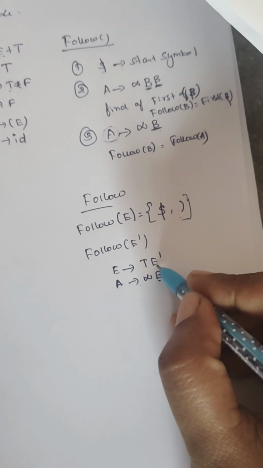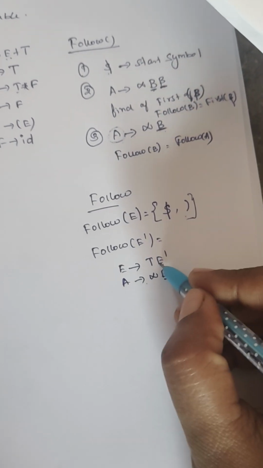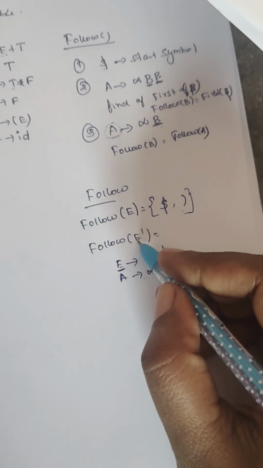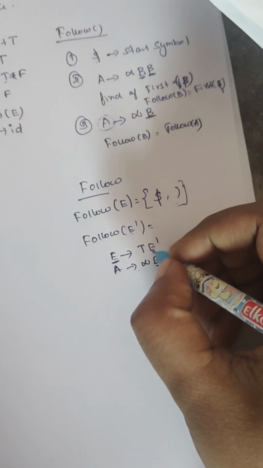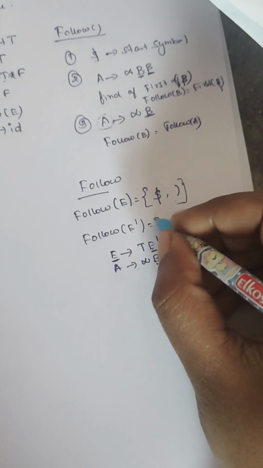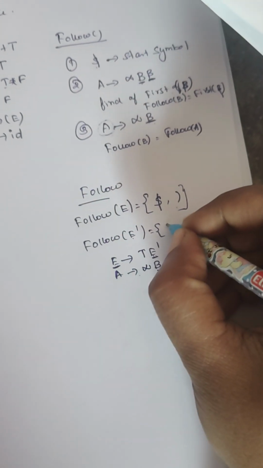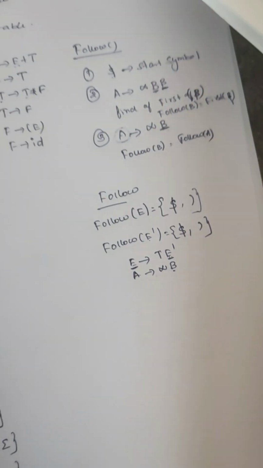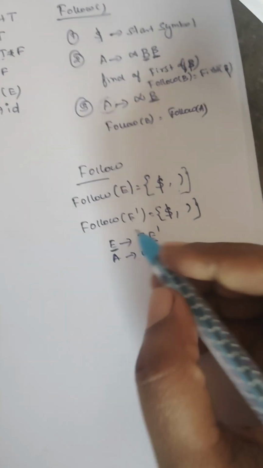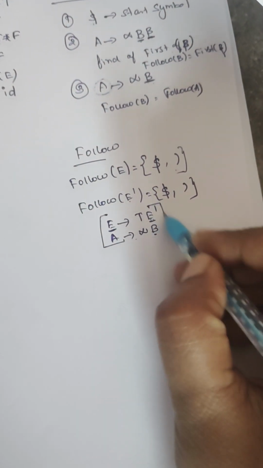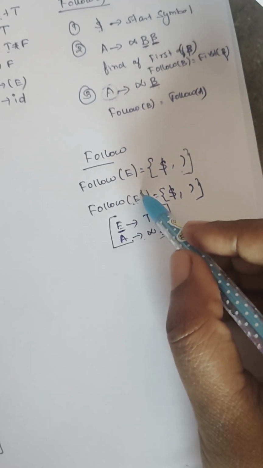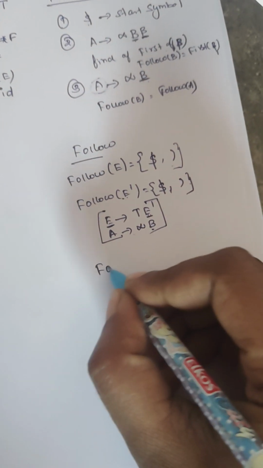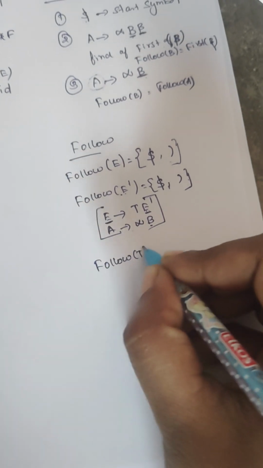So in this case, for FOLLOW of E dash, what we calculated for E will be the same for E dash. So for FOLLOW of E dash we consider the set we considered for FOLLOW of E. So it will be dollar and close. Because of this reason we take FOLLOW of E dash as dollar and close. Now we are going to calculate FOLLOW of T.